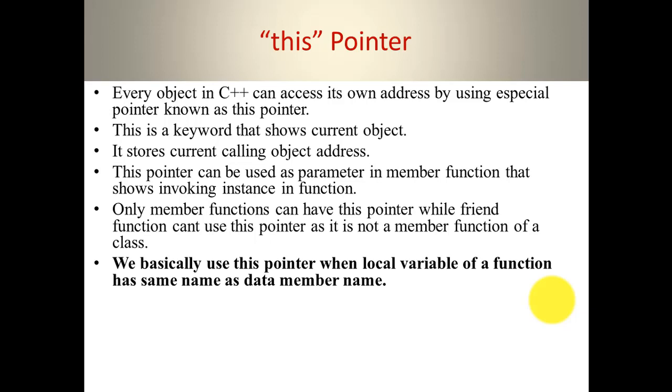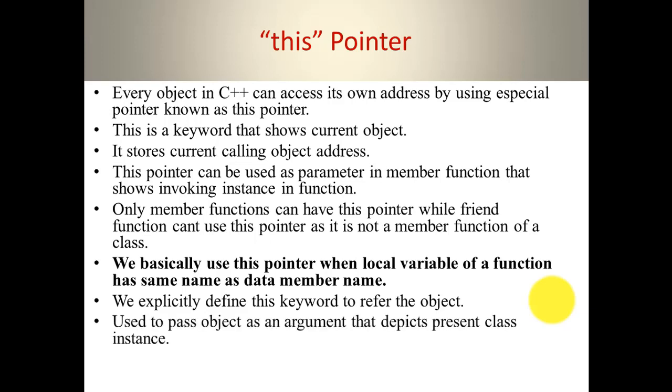We basically use this pointer when a local variable of a function has the same parameter name as the data member's name. What does it mean? Let's understand it with an example in the coming slide. So in short, we explicitly use this keyword to refer to the object. It is used to pass the object as an argument to a function that depicts the present class instance.